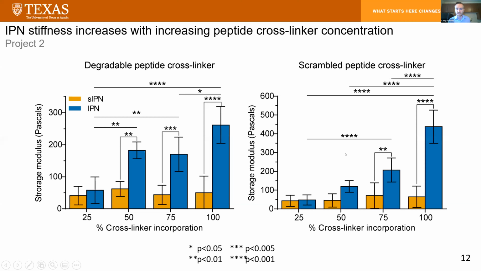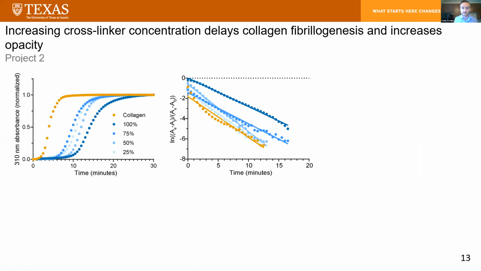However, we also note this is still a two-step gelation process. So the SIPN, collagen only gelling, still forms a storage modulus of about 50 pascals, which is what we saw earlier. And in the IPN, with the UV exposure, we notice a definitive jump at every level. Now, other groups have formed IPNs of HA and collagen. Some of those groups might even be here today.